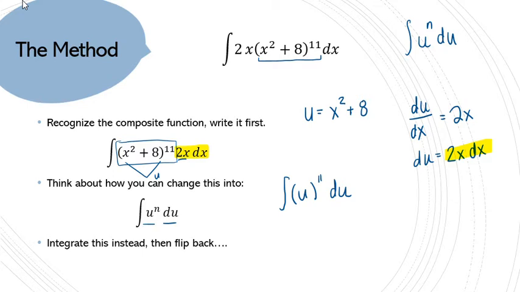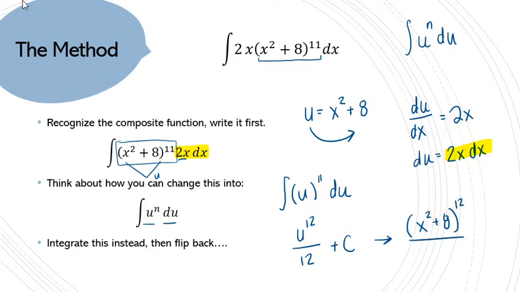And then I do it, which means I'm going to get u^12 over 12 plus c. My last step will be to change u back into x squared plus 8. And my answer will be (x squared plus 8) to the power of 12 over 12 plus c. What's my check? Your check is always by differentiating.